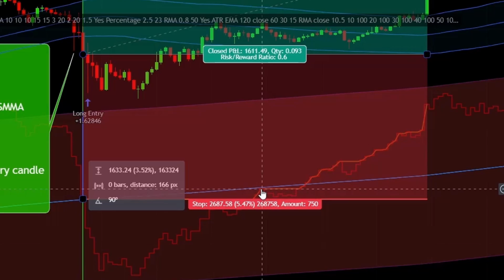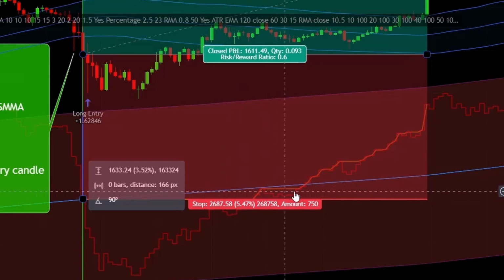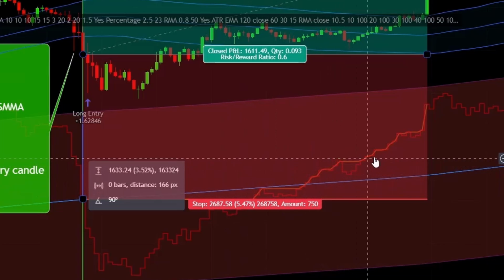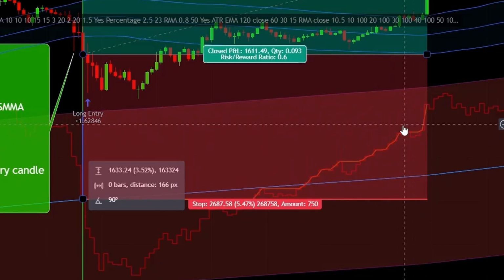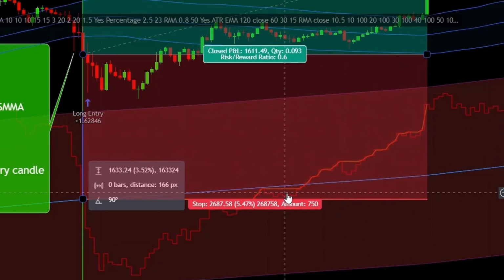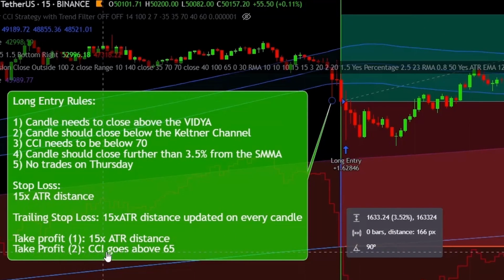On the next candle we get an even higher value, so we update our stop loss right there. And we continue this method throughout the whole trade until it's closed. The stop loss almost never gets hit, it is just for safety. Finally, we have two separate conditions for take profit. If either is met, we exit 100% of the position.